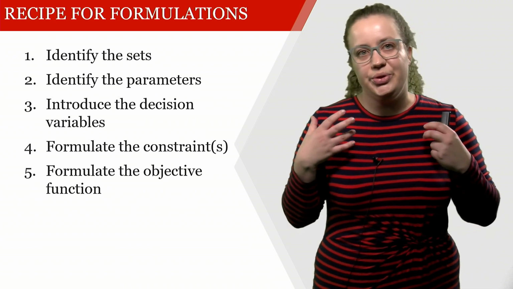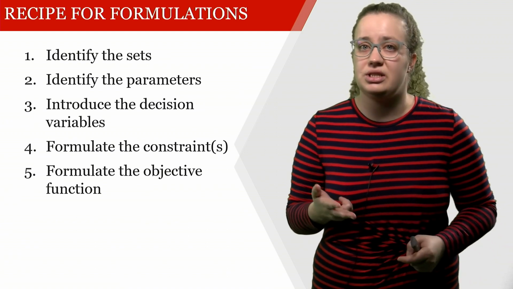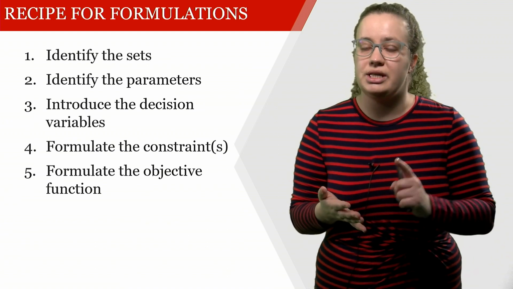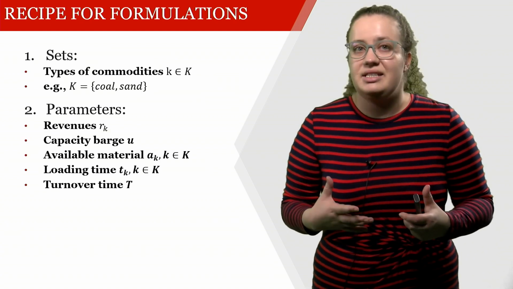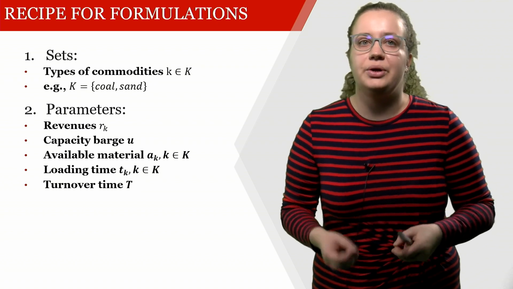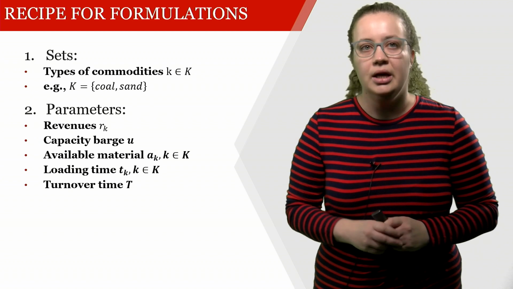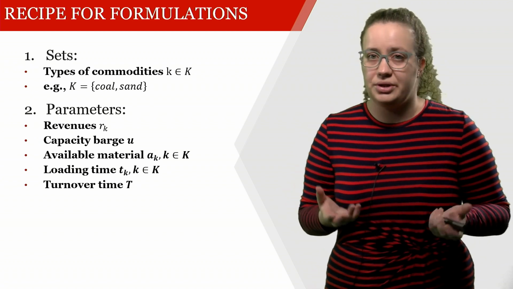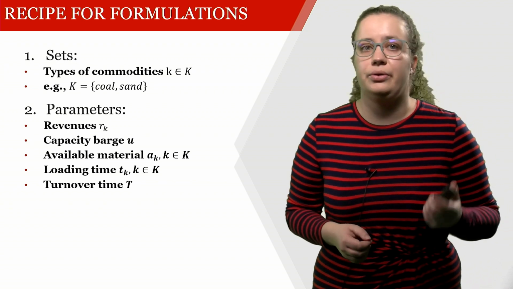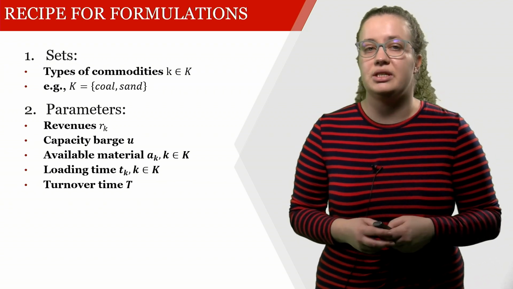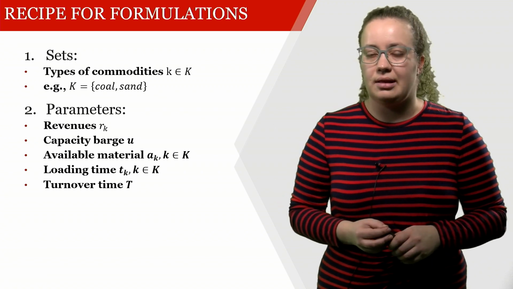So quickly, let's look into how we're modeling this. We're also going to use the recipe for formulations, which means identifying sets and parameters, introducing decision variables, formulating constraints, and formulating the objective function. Since we're only changing a small bit, we're going to just reuse the formulation that we've seen in the previous web lecture. So we have sets, which is the type of commodity, so for instance, coal and sand. We have parameters such as revenue, capacity, available material, loading time, and turnover time. And we're just going to tweak the parameters a little bit.